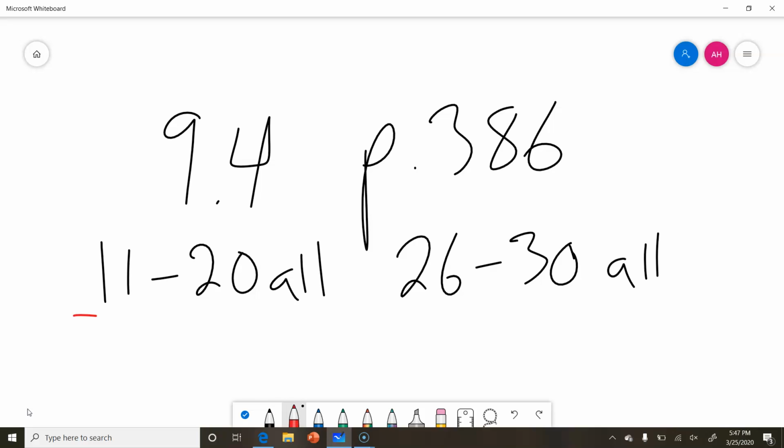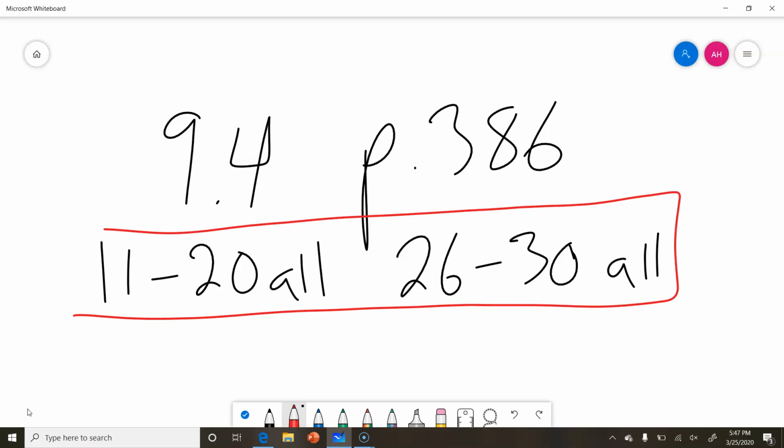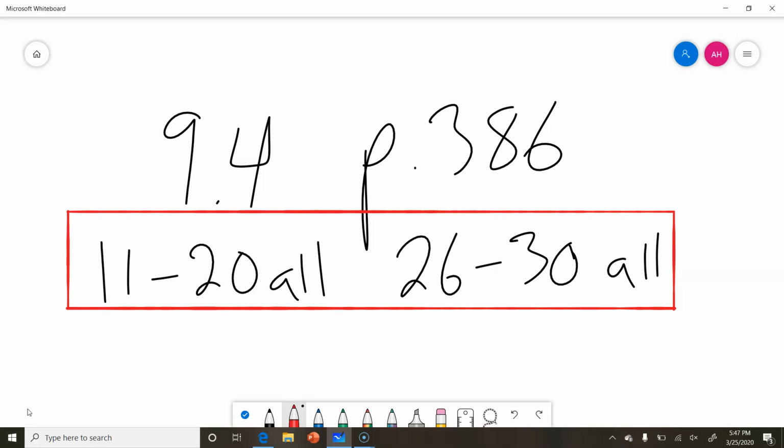So again, homework for this first day back is 11 through 20 all and 26 through 30 all. If you did not finish before break the homework that was due then, please do that as well. I'll be sending you an email if you had not finished that.